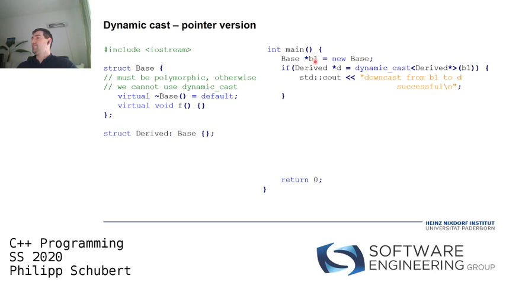Because here, again, b1 is a base pointer, which points to some allocated type base. But we can't just make up stuff. So derived is something more concrete than base. And the other way around, base is something more abstract than derived. So we cannot just make a derived thing out of a base pointer. That doesn't work.